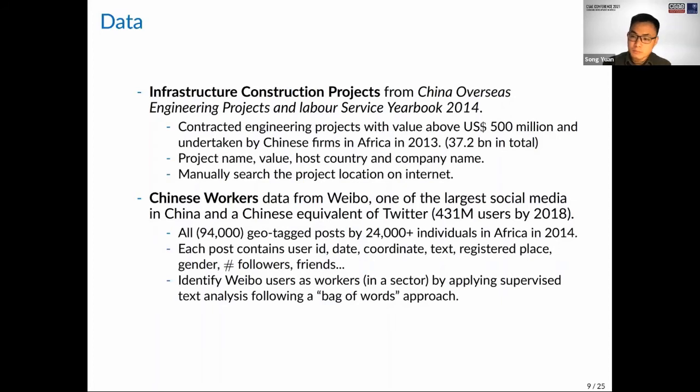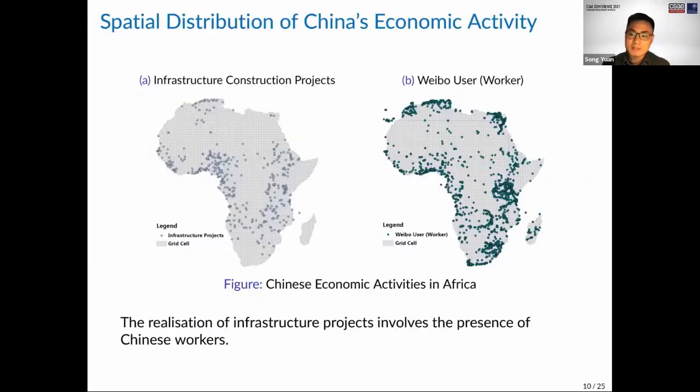A quick fact: the left-hand side figure shows the infrastructure project locations, and the right side shows the Chinese workers. As we can see from this figure, the two display very similar patterns. The distribution of the projects and the Chinese workers are very similar, right? Where there are more Chinese workers, there are more likely to be projects. It tells us the realization of these projects involves the presence of Chinese workers.